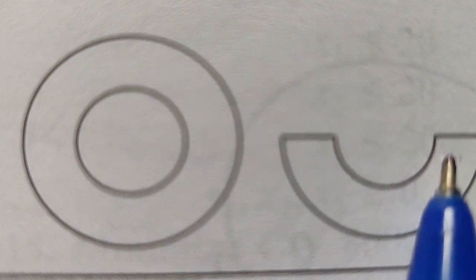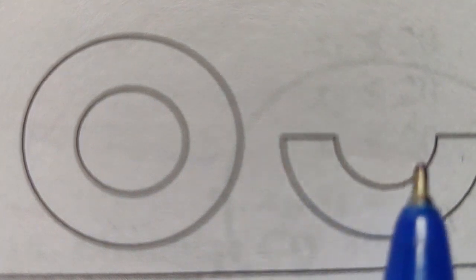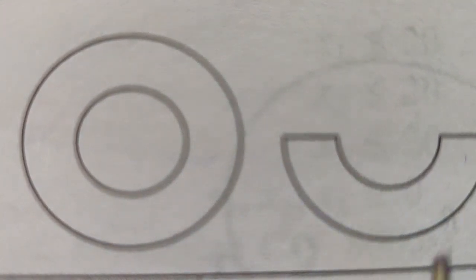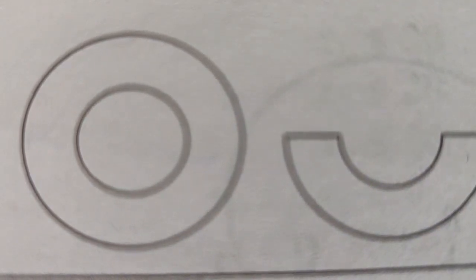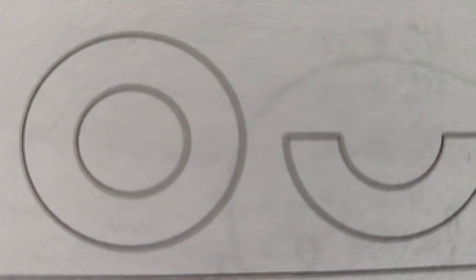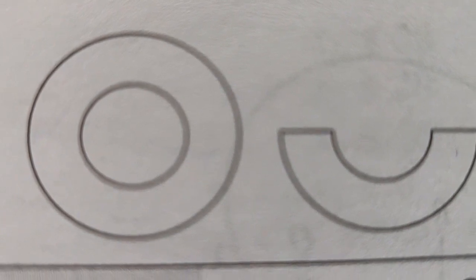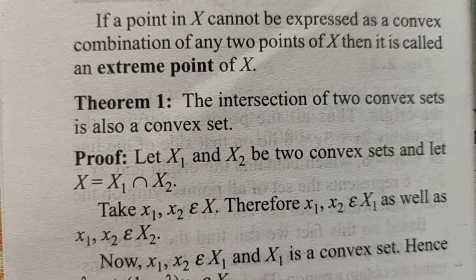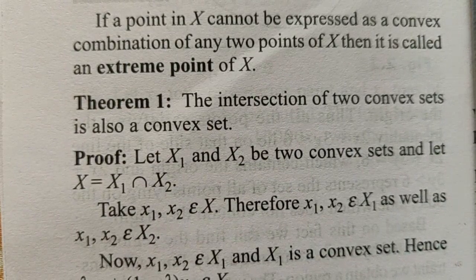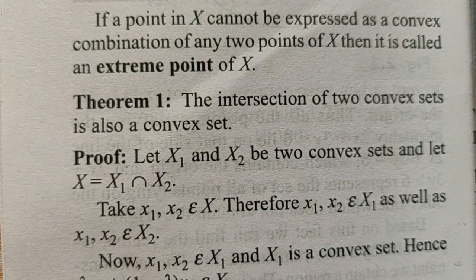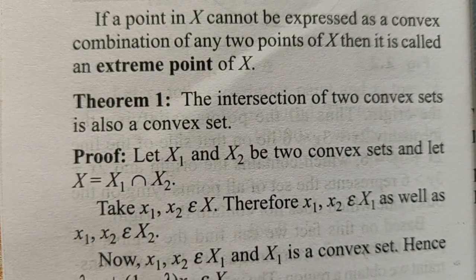So here I have a point here and I have another point here. If I draw a straight line, it is going to contain points which are outside X. A convex set will never have such a region. Whenever you draw a straight line, it will be fully contained in the region. Now, if a point in X cannot be expressed as a convex combination of any 2 points of X, then it is called an extreme point of X.